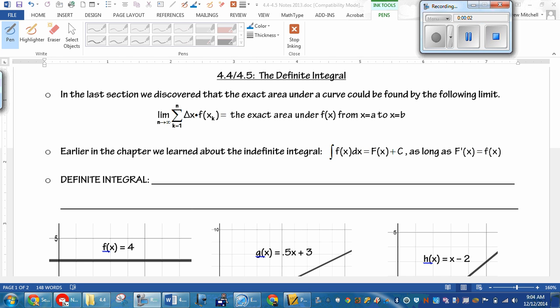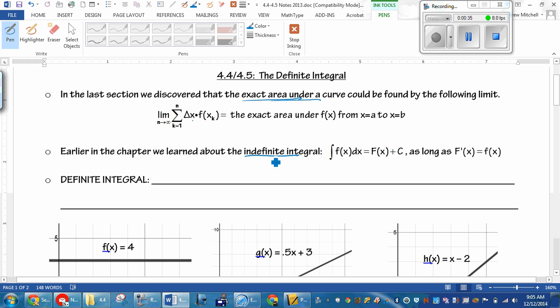So today we're starting to talk about the definite integral. We talked about the indefinite integral earlier in the chapter. Yesterday, in the last section, we discovered how to find the exact area under a curve using this limit. Limit as n approaches infinity of the sum, k equals 1 to n, of base times height of all those rectangles that we would use. So as the number of rectangles increased, and we took the limit as that number of rectangles approached infinity, we found the exact area under the graph from A to B.